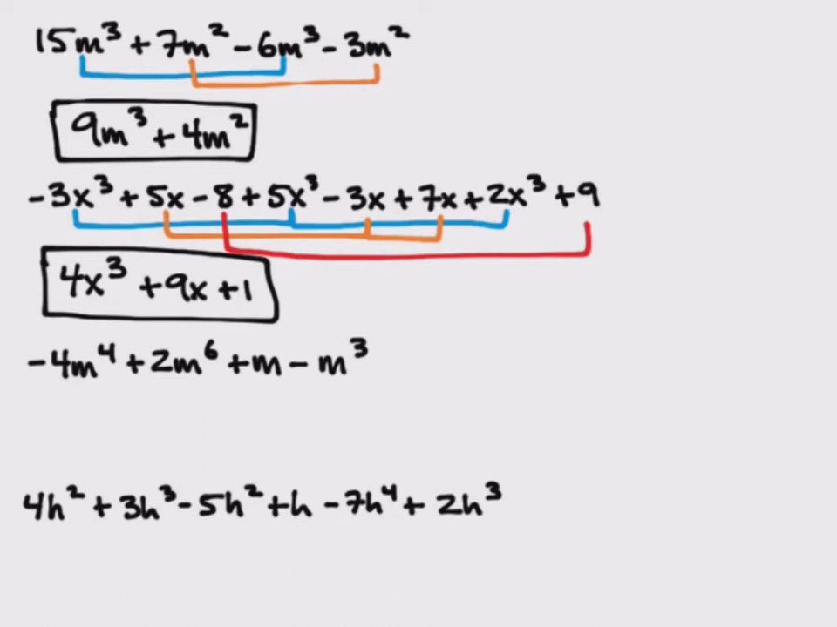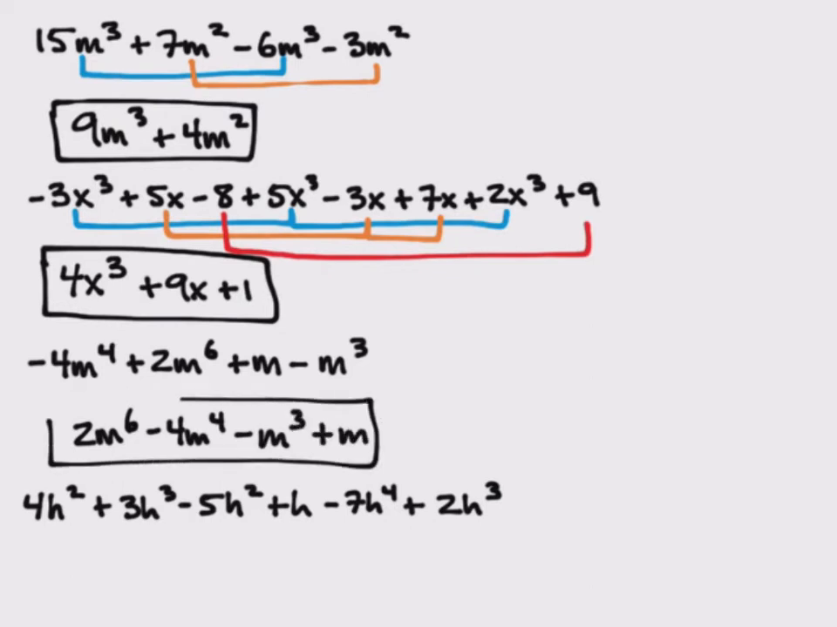In our third example, we actually don't have any like terms. None of those terms have the same variable raised to the same power. Alas, but we can still put it into standard form, and it's always a good idea to put your polynomial into standard form. And that's going to look like 2m to the 6th minus 4m to the 4th minus m to the 3rd plus m. And so we would even say that this polynomial right here is a simplified version of the original polynomial.